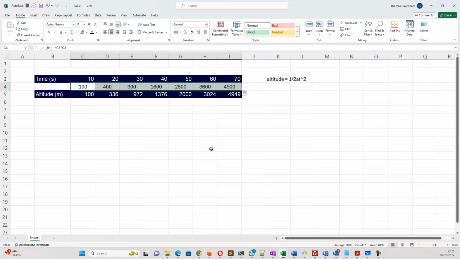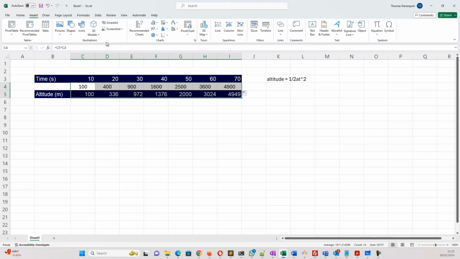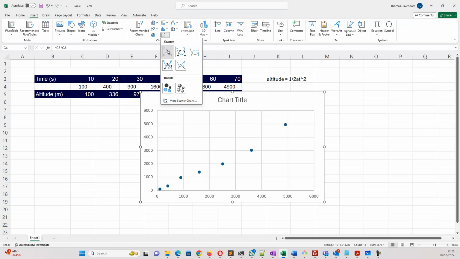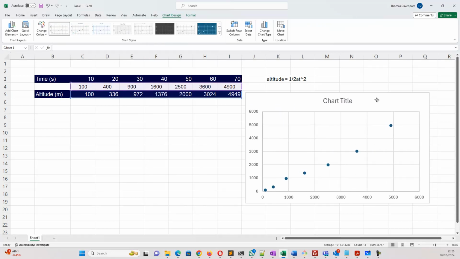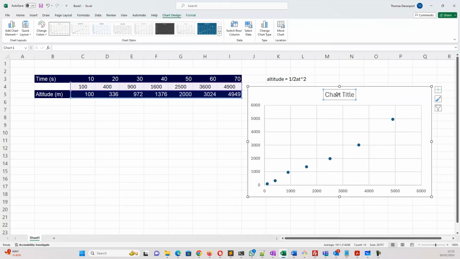It's always a good idea to graph data to get a visual representation of the relationship. So let's mark that, say insert, scatter graph, and I'm just going to put the points on. And this is a graph of altitude versus time squared.